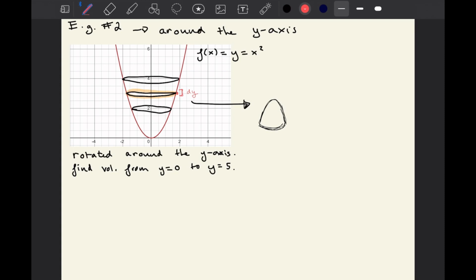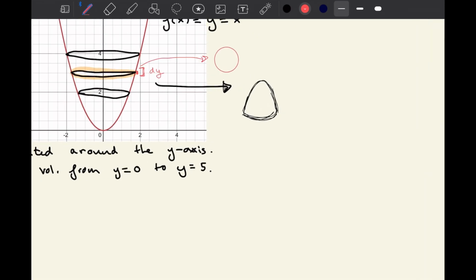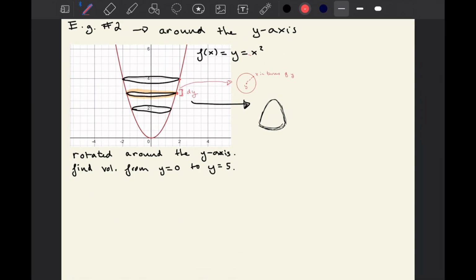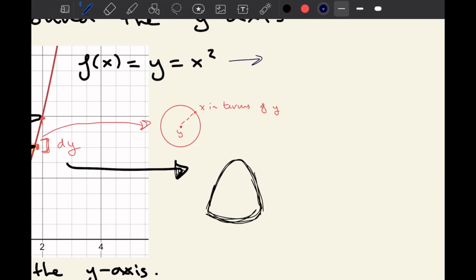But this also makes sense, because if we look at the shape as a circle, we see that the center point is the y-axis. So the radius is not the y value. The radius is the x value. So this is going to be the x value. But it's not just simply x. It's x in terms of y. So first, we rearrange this function and find out what is the value of x in terms of y. And here it's pretty simple. X is equal to the square root of y.